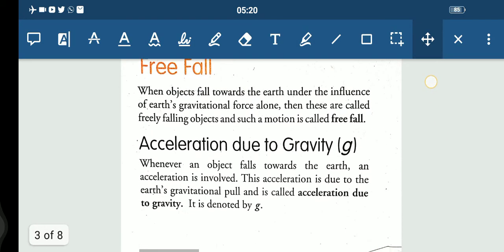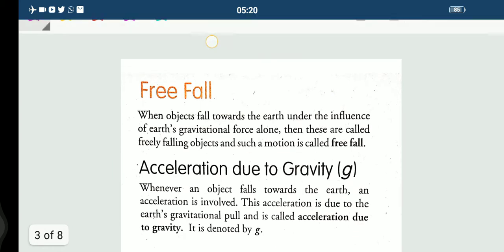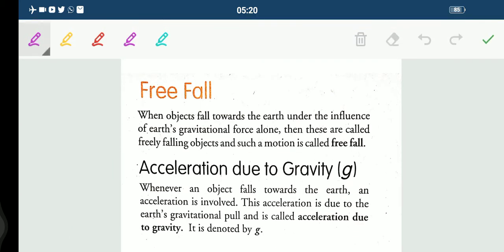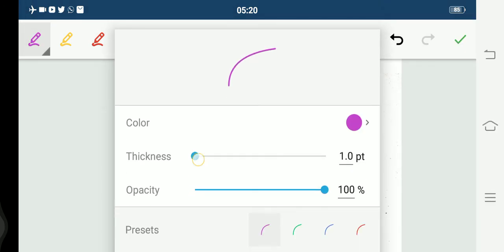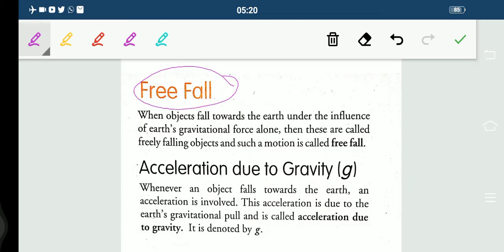Now moving on to the next concept that we are having, free fall. So this is also a very important concept. You all can see here, what is the meaning of free fall? See, when an object falls toward the earth under the influence of earth's gravitational force alone, then it is called a freely falling object, and the motion is said to be free fall.